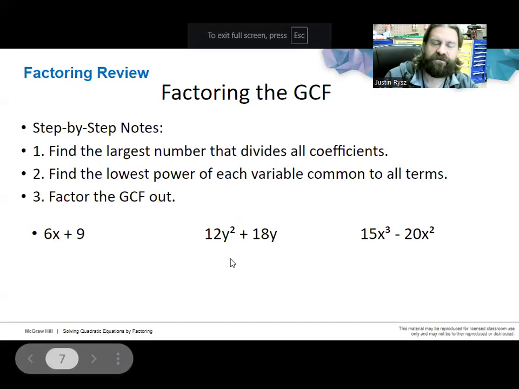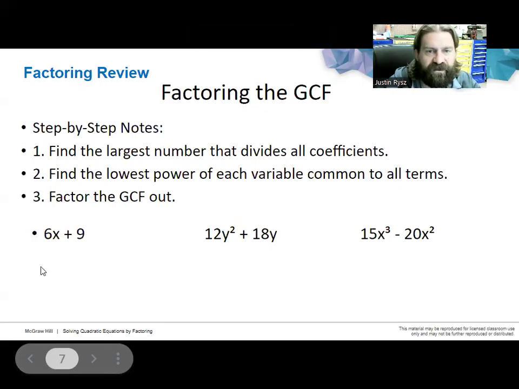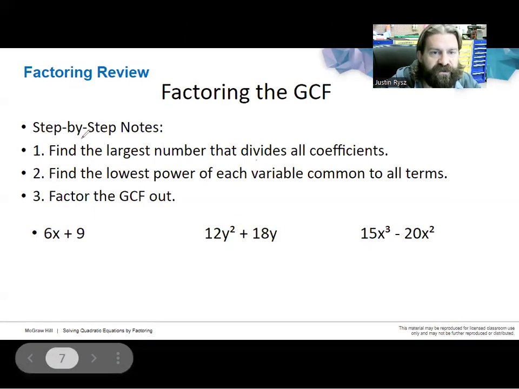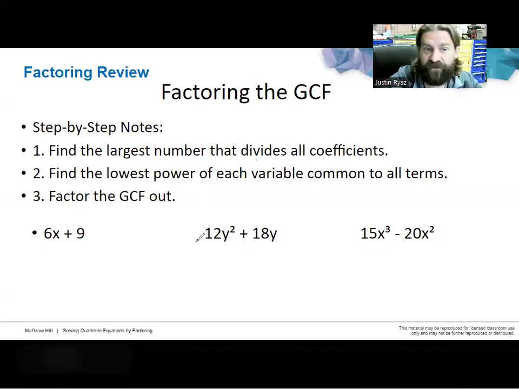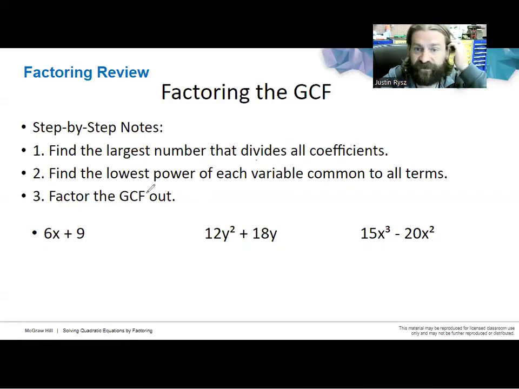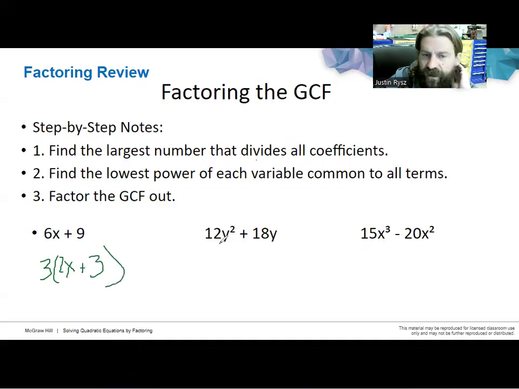All right, so the goal here is to solve by factoring. So let's make sure we understand the factoring here. If you were confused with the review, let's go over this. GCF factoring: we try to find the largest number we can divide all the coefficients by. We try to find the largest power of each variable in common, and then we factor or divide each term by that. So the biggest thing we can divide 6 and 9 by is 3. This has an x, but that doesn't. So 3 is the only GCF factor. If I divide 6x by 3, I get 2x. And 9 divided by 3 is 3.